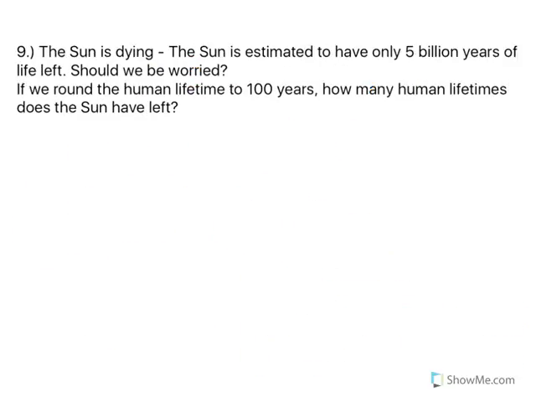And number 9, the sun is dying. The sun is estimated to have only 5 billion years of life left. Should we be worried? Hopefully you say no, just looking at 5 billion years. But if we round the human lifetime to 100 years, how many human lifetimes does the sun have left? So we're going to take the sun, which is 5 billion, and divide it up into human lifetimes. As soon as you start splitting it up, you know you're dividing. So 5 billion divided by 100, because a lifetime is 100 years.